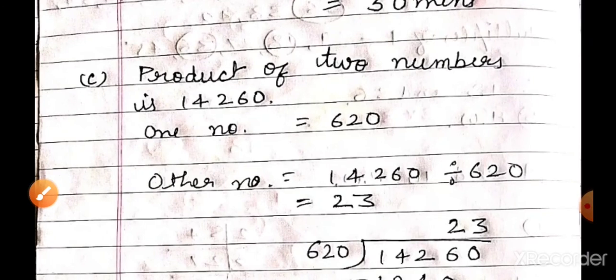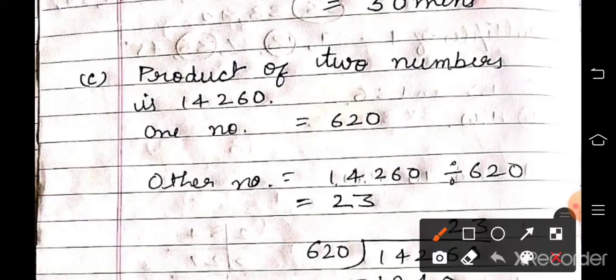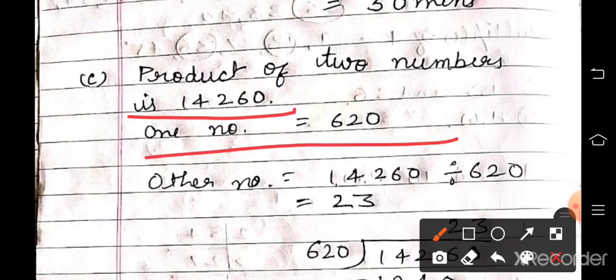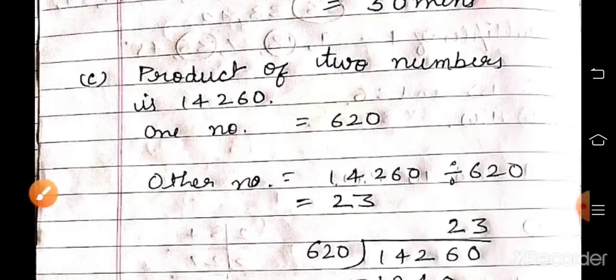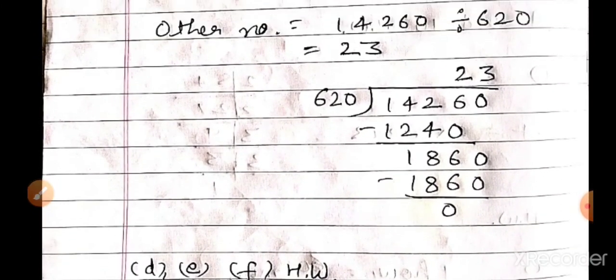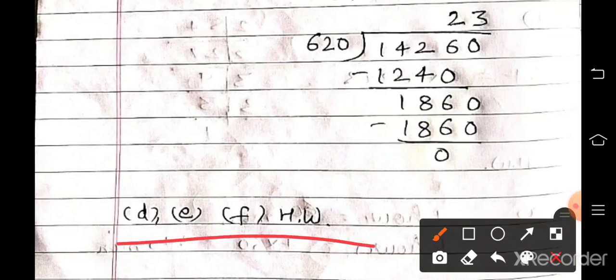Now the C part: the product of 2 numbers is 14,260. If one of them is 620, find the other. So the product of 2 numbers is this, one number is this, and for the other number we have to divide. So the answer is 23. Like this we have to divide. Now D, E, F is your homework.